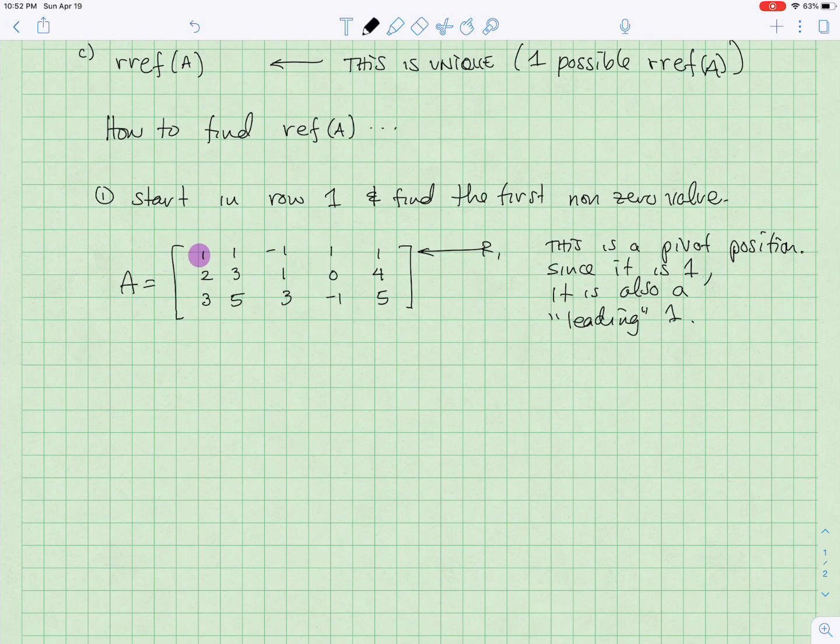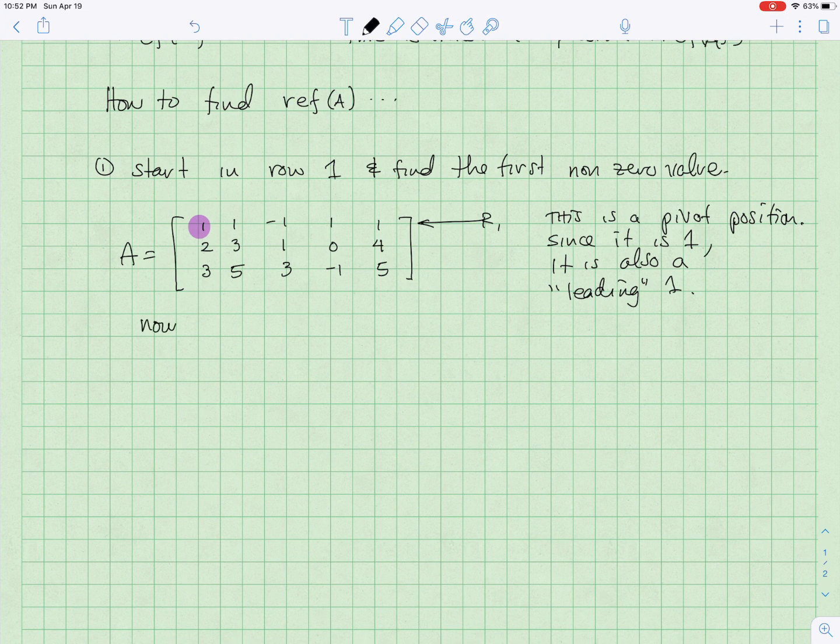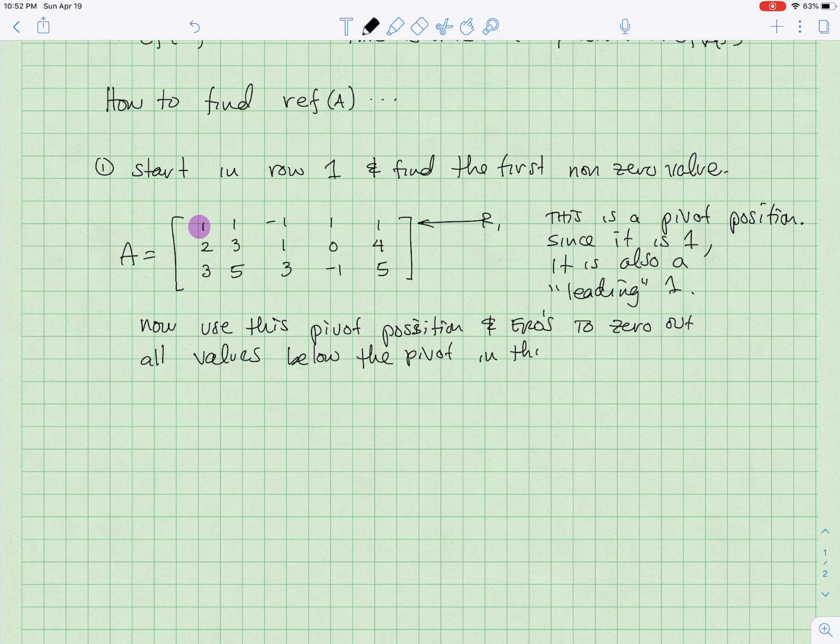Okay, so now what are we going to do? We're going to now use this pivot position and EROs, elementary row operations, to zero out all values below the pivot in this same column. So what are those values? That actually corresponds to these two in red that I want to get rid of. I'm going to use EROs to eliminate that.